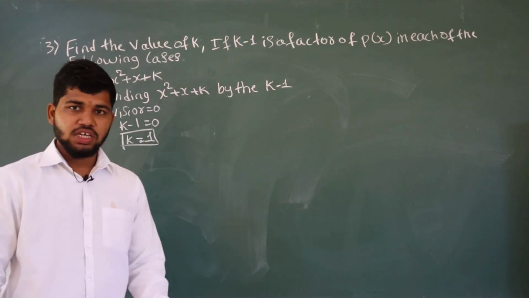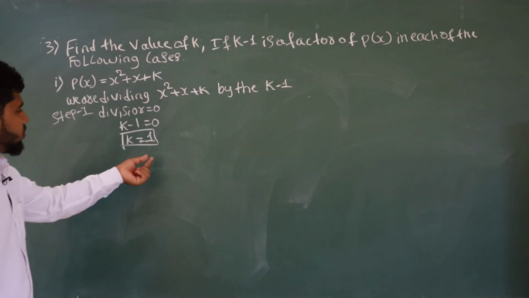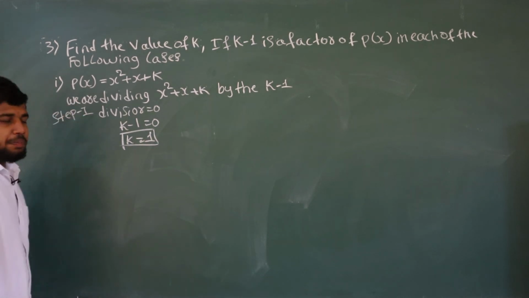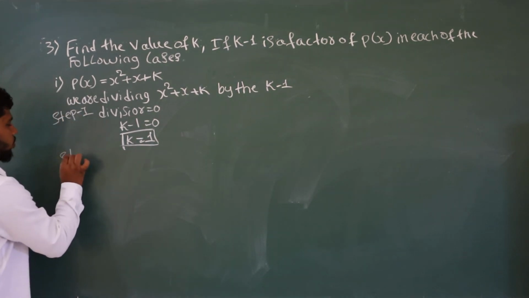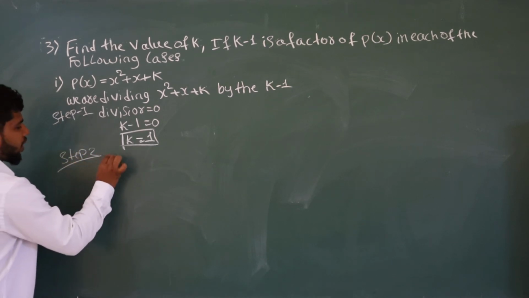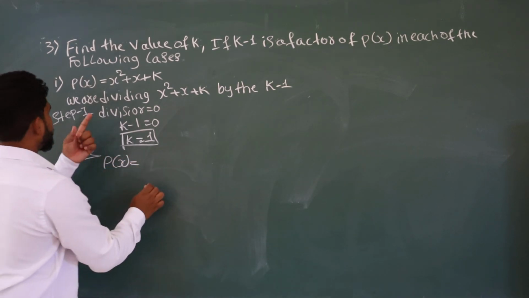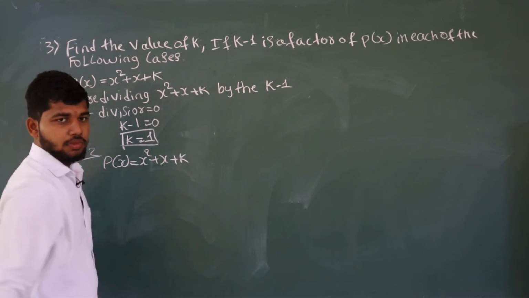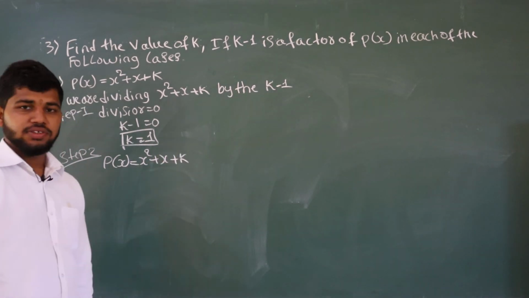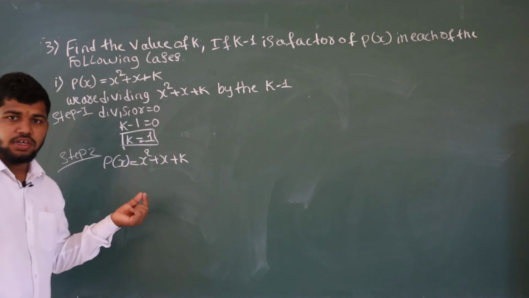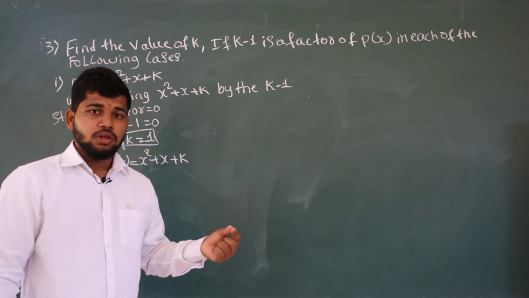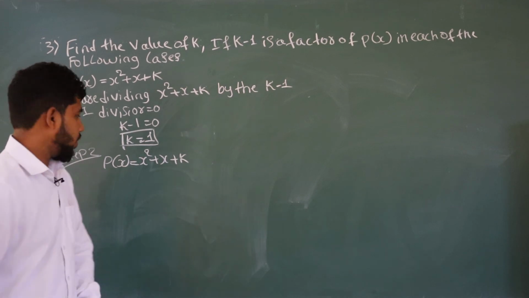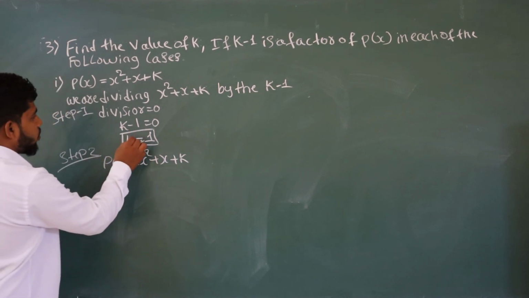In the place of the divisor, if you are taking 0, x minus 1 is equal to 0, x is equal to plus 1. Now already we know p of x. What is p of x? Step 2, p of x is equal to x square plus x plus k. In the place of x, we have to put the value x is equal to 1.